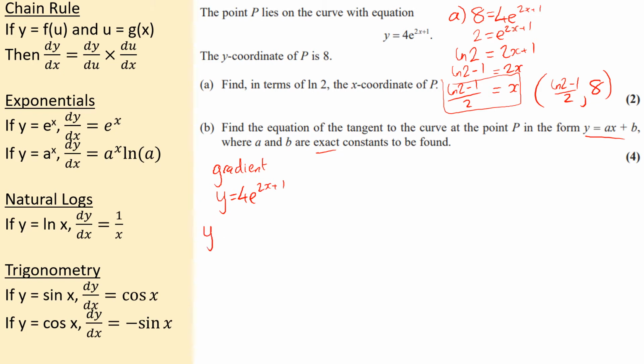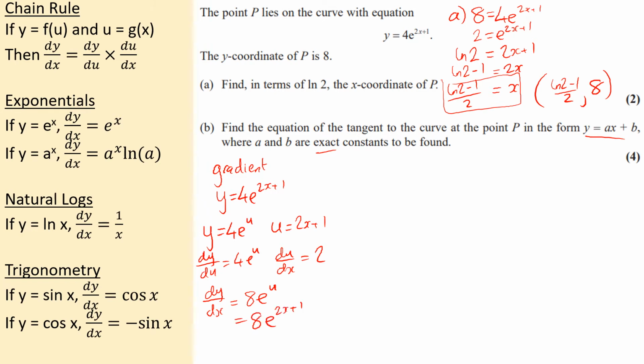So in this case we've got y equals 4e to the u, and we've got u equals 2x plus 1. We go dy/du is 4e to the u, and du/dx is just 2. Multiply them together, so our dy/dx is equal to 8e to the u, which is 8e to the 2x plus 1. Okay.